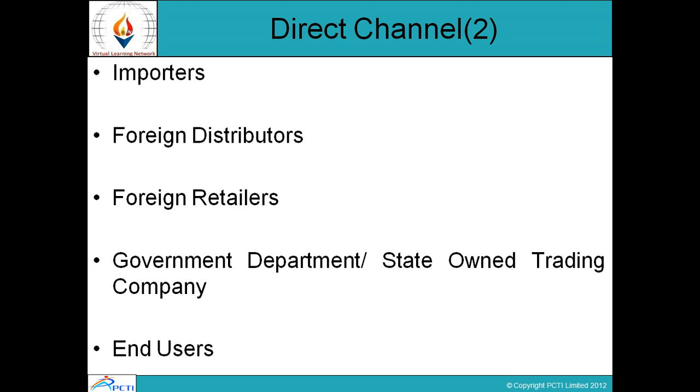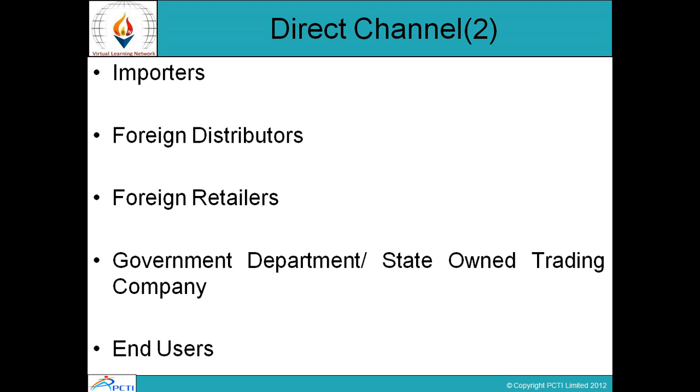When we discuss importers in detail, they identify local market requirements and find products from the world market to satisfy these needs. A foreign distributor is a firm in the overseas country that has the exclusive right to undertake the distribution function for a manufacturer in its country or a specific area.